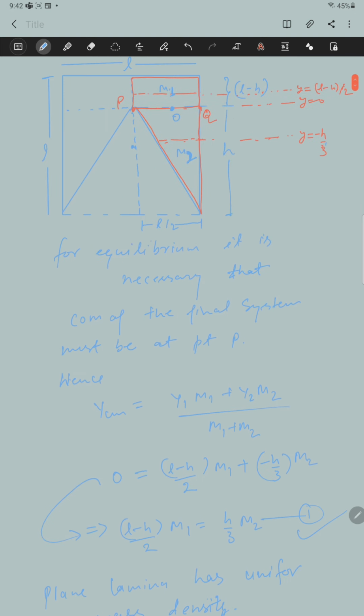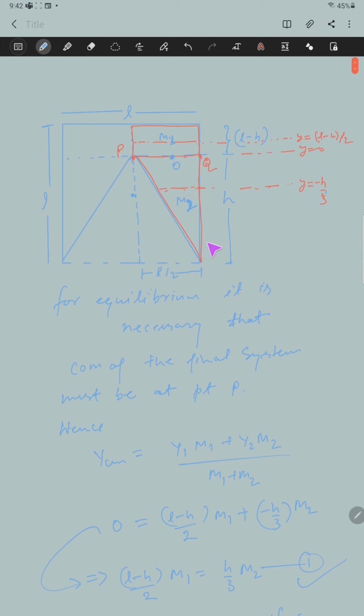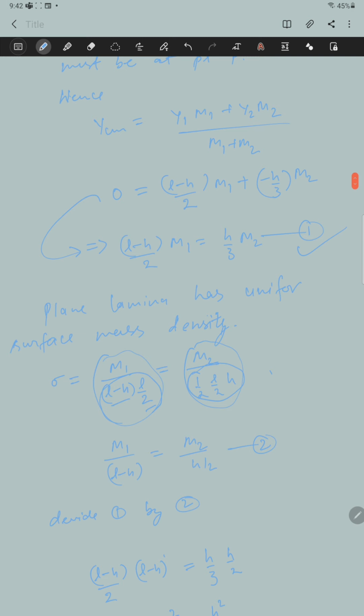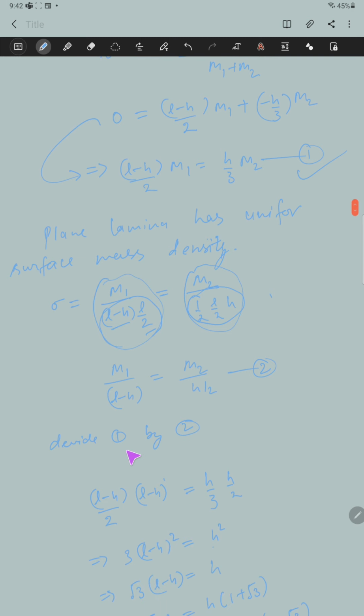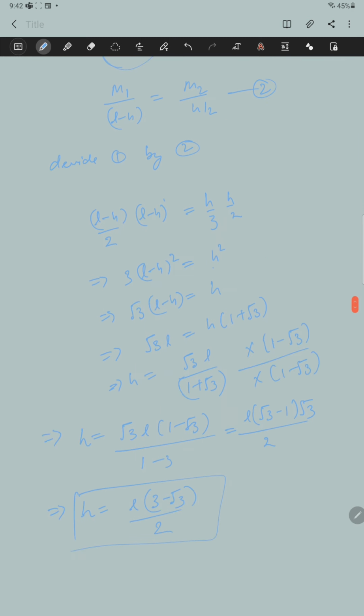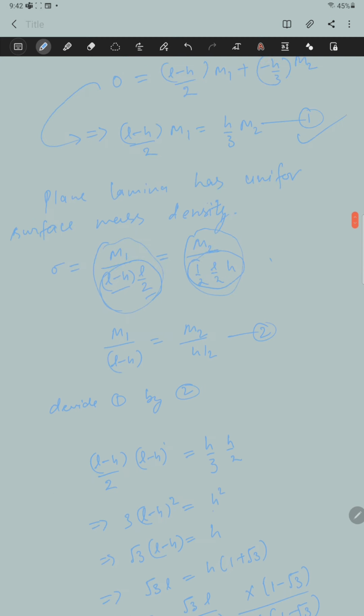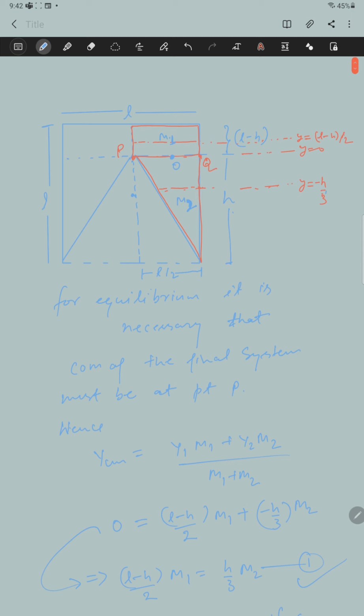The rectangular piece has the base length L by 2 and the height is h. So we have used this and we got equation number 2. We have divided equation 1 by equation 2 and we get the answer. So we have calculated the height, which is L(3 minus root 3) divided by 2. This is the height of this isosceles triangle which we have cut out from this whole lamina.